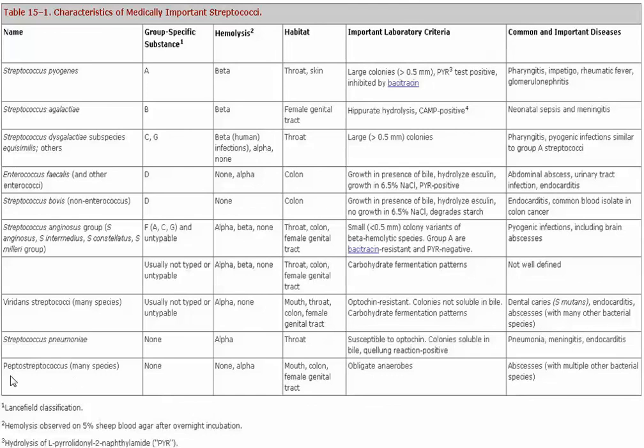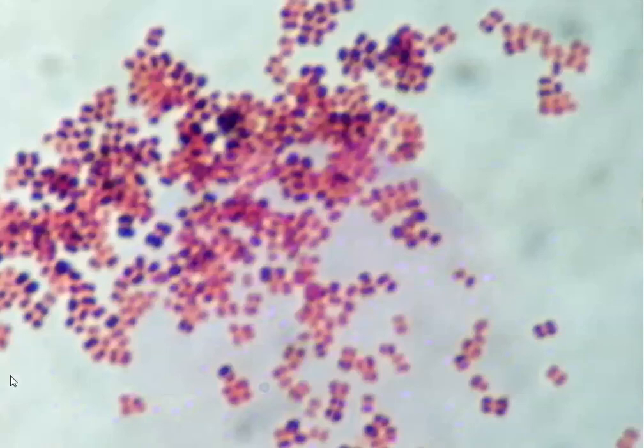Streptococcus, okay. We will talk about Streptococcus pyogenes, the most important type, which is mentioned in the lecture. This is a slide of Streptococcus pyogenes. Now, first, they are mainly human pathogens.